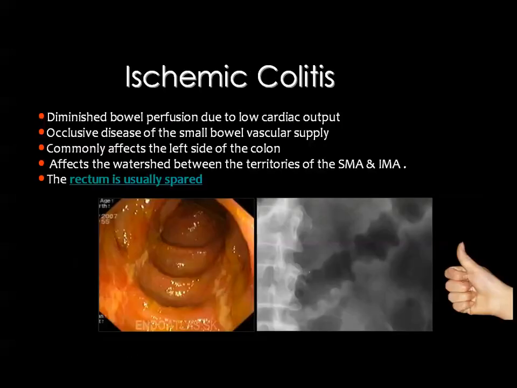And as I have said, ischemic colitis is one of the lesions which produce thumb printing in the colon.